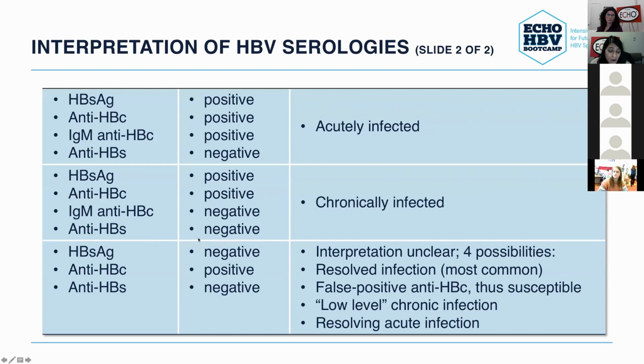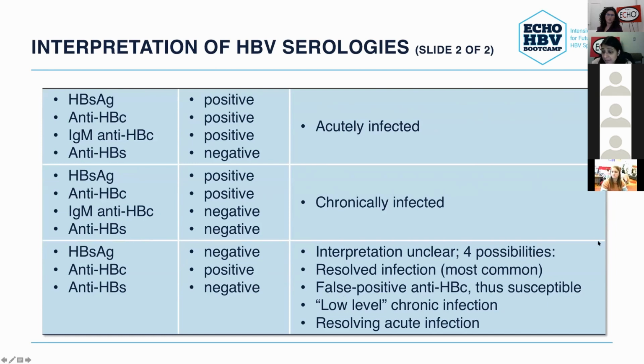These patients are considered immune. These are not patients that we try to vaccinate to develop surface antibody. And so it's really important, again, 9 times out of 10, they've been previously infected. Now, there are 3 other possible interpretations of this scenario.